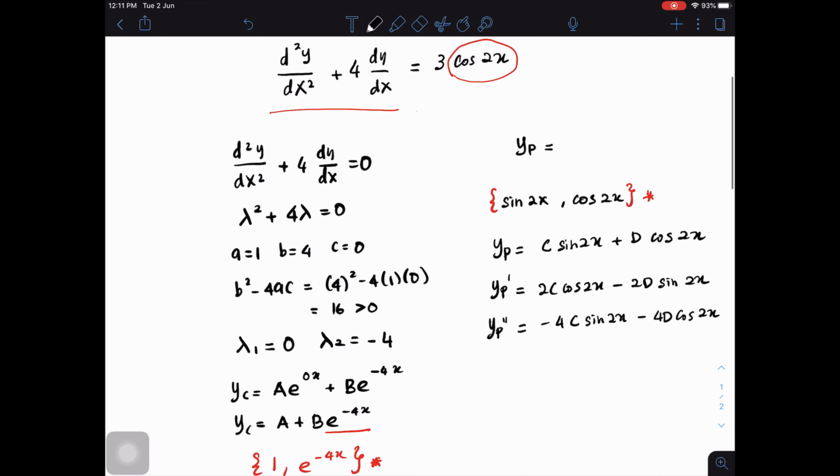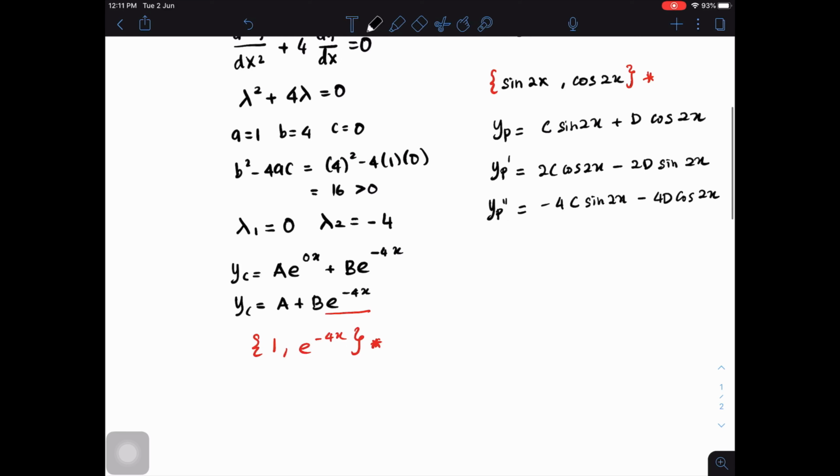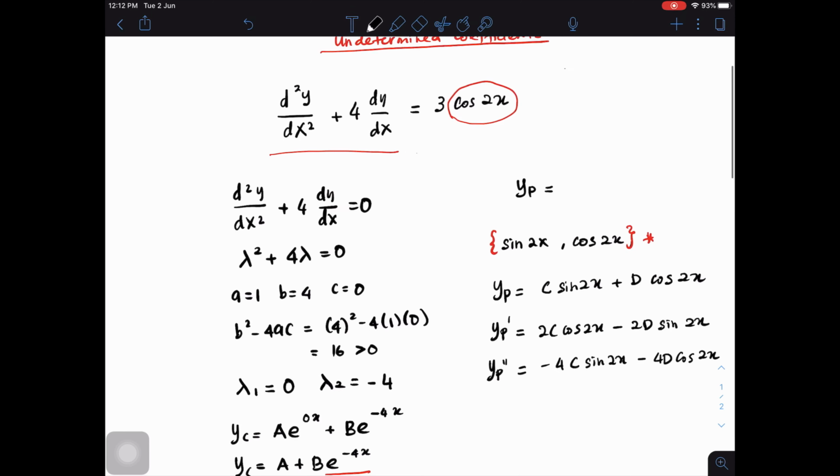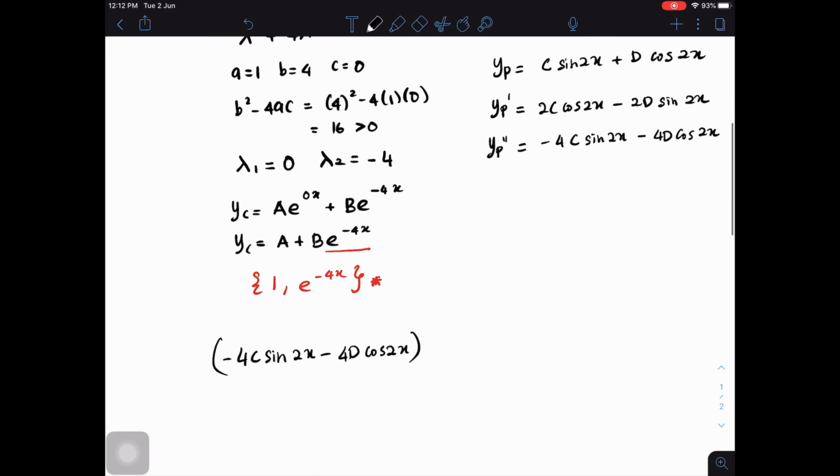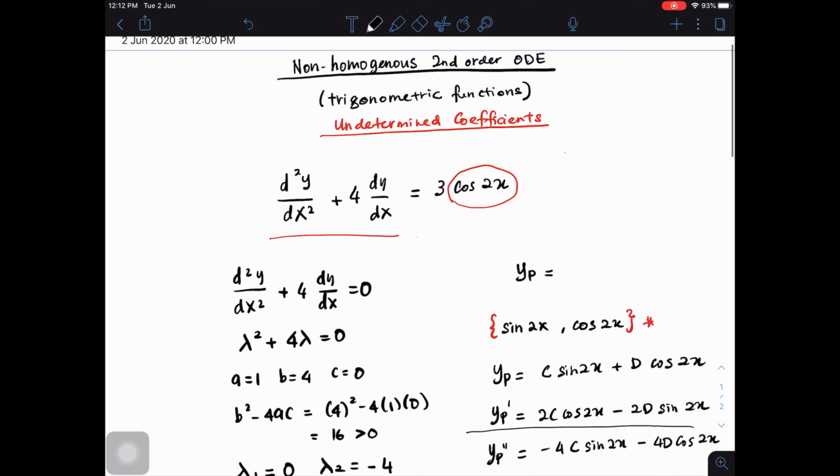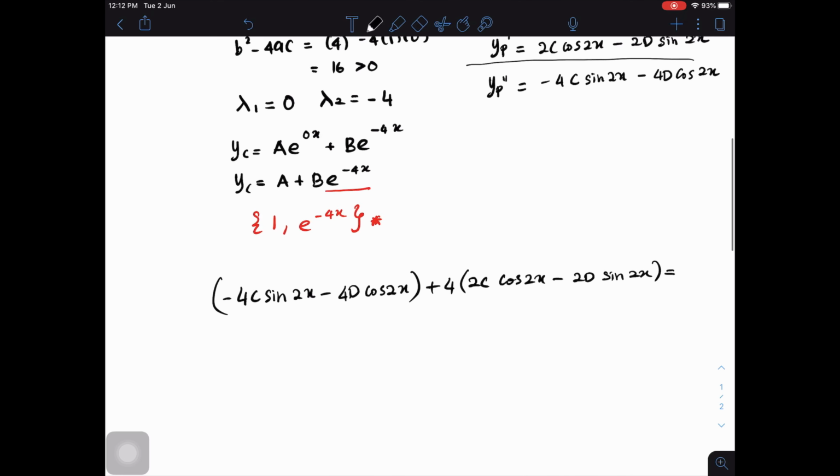Okay, so then we will substitute our yp double prime, yp prime and yp inside the equation here. So you have yp double prime first, so let's write it here. yp double prime is negative 4c sine 2x minus 4d cos 2x, plus 4 times yp prime here, 2c cos 2x minus 2d sine 2x, equal to your f(x), which is 3 cos 2x.